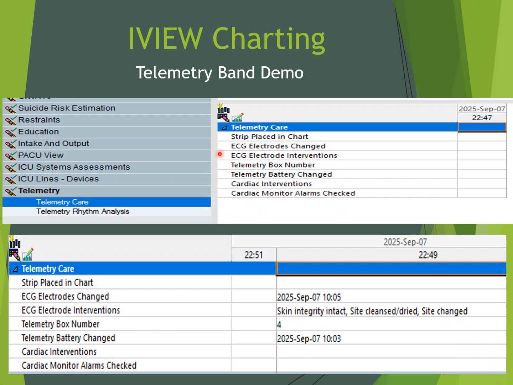ECG electrode interventions include a skin assessment, so that will be charted there. We'll double check that the telemetry box number matches the previous shifts, and this correlates to where they fit on the central monitor screen in ICU. The medical nurse will chart that the telemetry batteries were changed, and then this kind of shows what it will look like after the medical nurse provides their documentation.